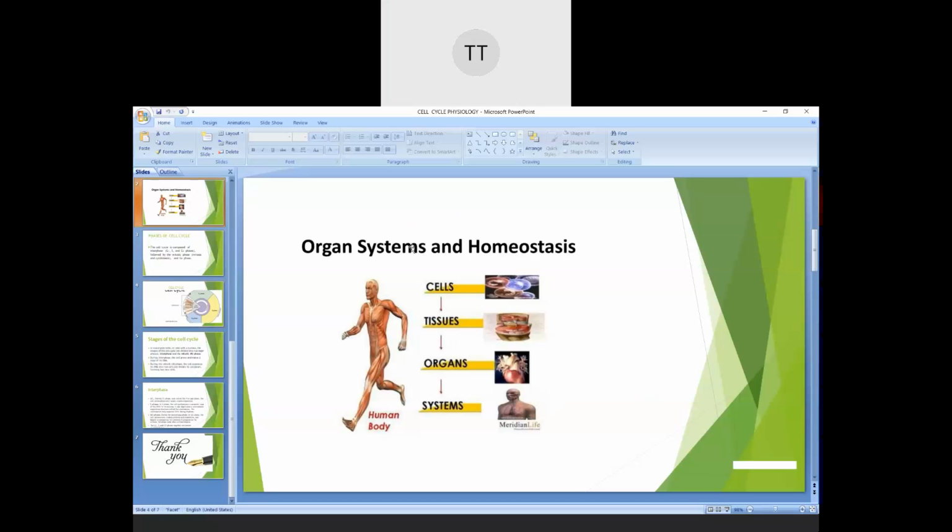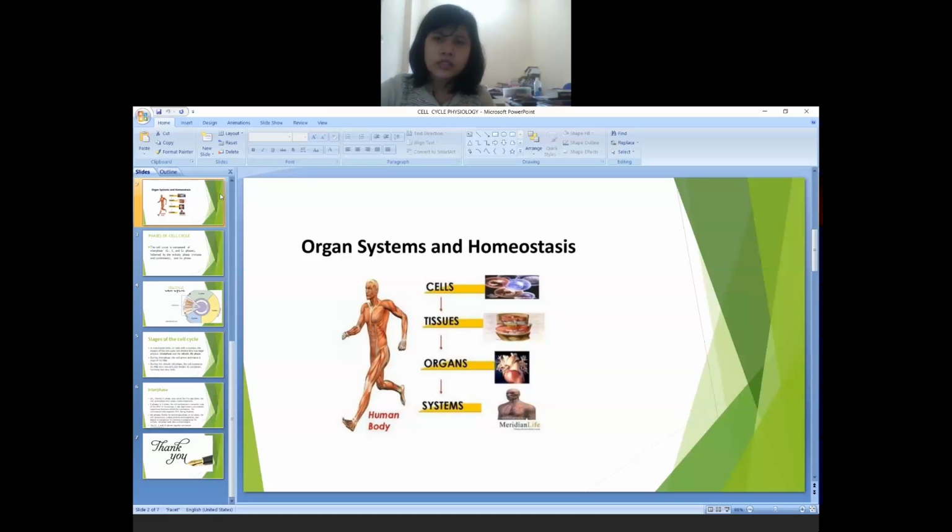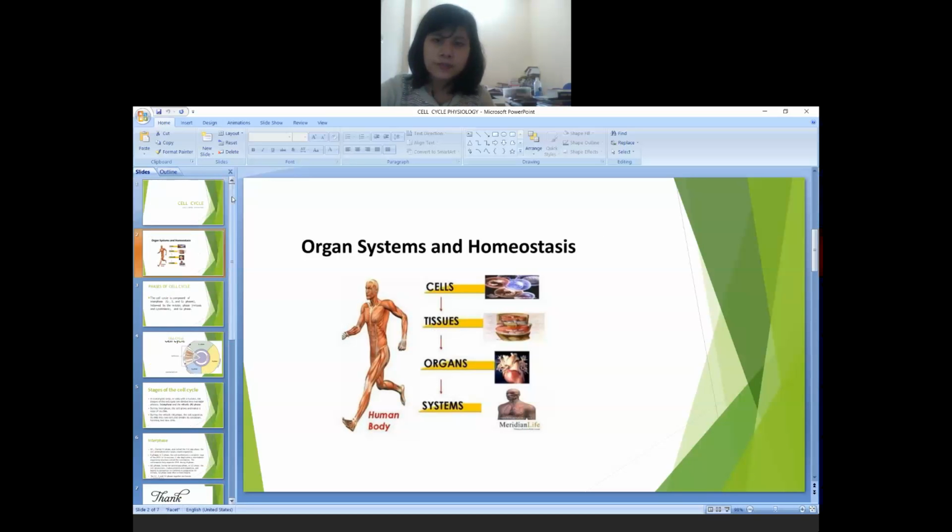Yes, ma'am. Okay, and first cells are being formed, then after that tissues, then organs, then organ system. So this is the flow chart of the cells. First is the cell, then tissues, then organs, then organ system.